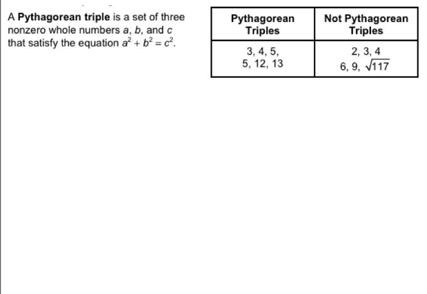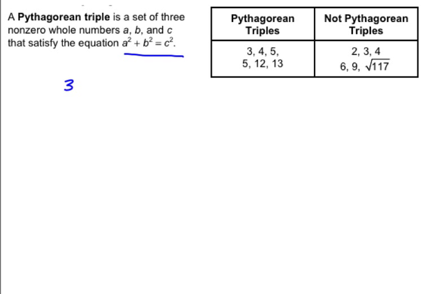Okay, now that you've solved those 4 problems, we're going to get to the second half of the video, and we're going to talk about the Pythagorean triple. The Pythagorean triple is a set of 3 non-zero whole numbers that satisfy the equation. That's the important part. They have to satisfy this equation, a squared plus b squared equals c squared. So when you plug these numbers in, it's going to make this true.